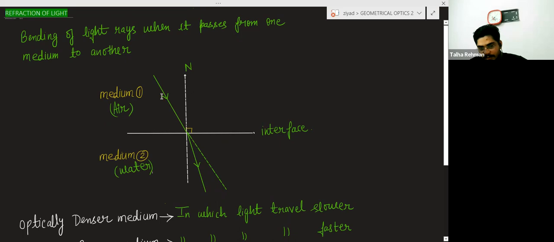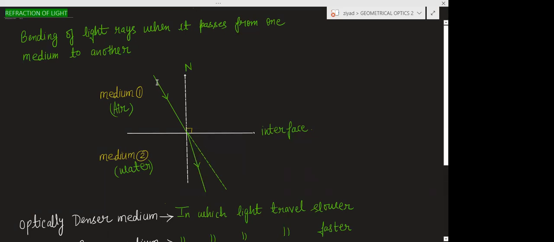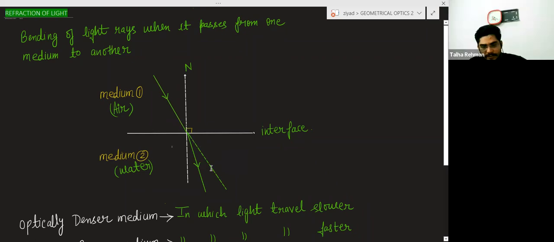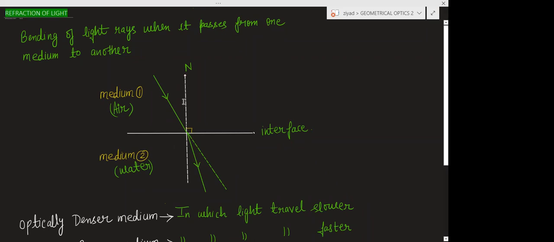So now you can see the bending of the light taking place. There is a bending now. This light ray should go straight like this, but due to the change in the medium, the light ray is bending towards the normal, and this is the normal. So this phenomenon is known as refraction.